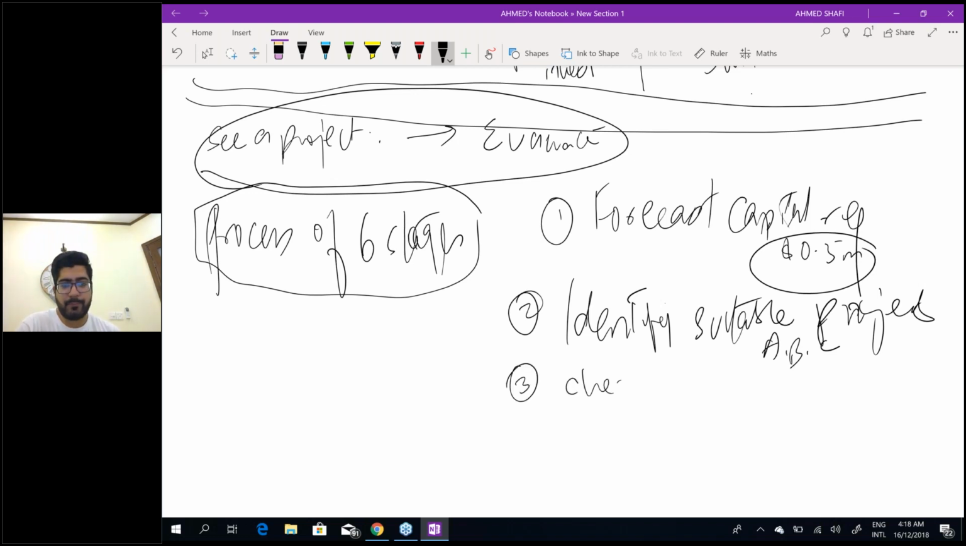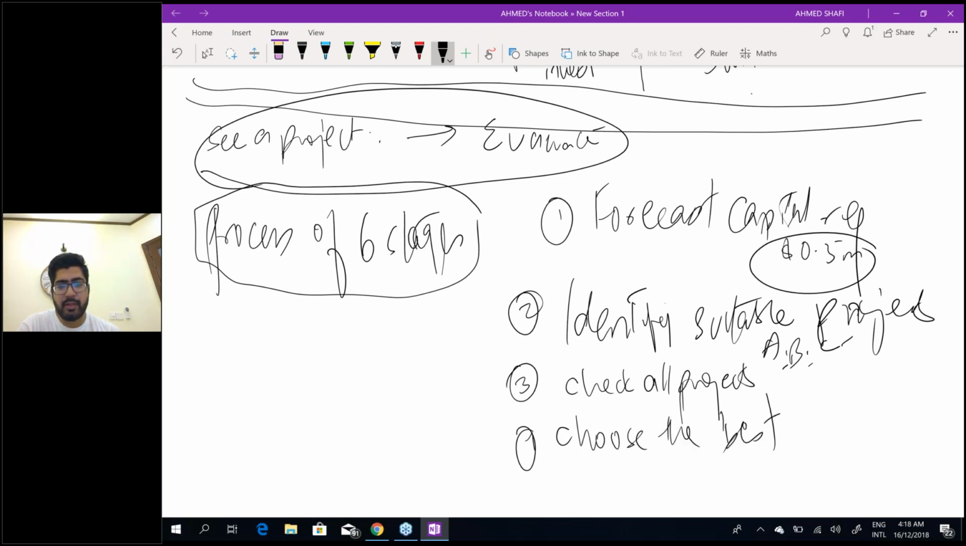Third step, check all projects. You need to check all projects ABC to see which is best. Fourth, choose the best one. The project which is giving the highest return has to be chosen and sent to senior management for final approval. Okay. Once management gives approval, make investment. Make investment means invest funds.